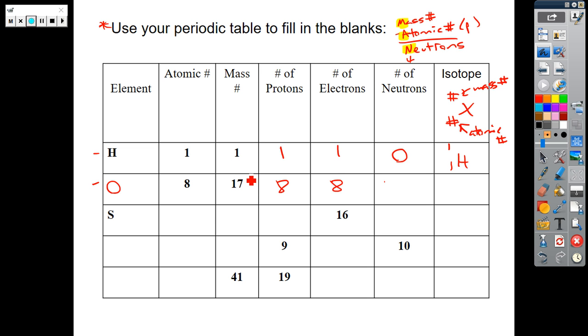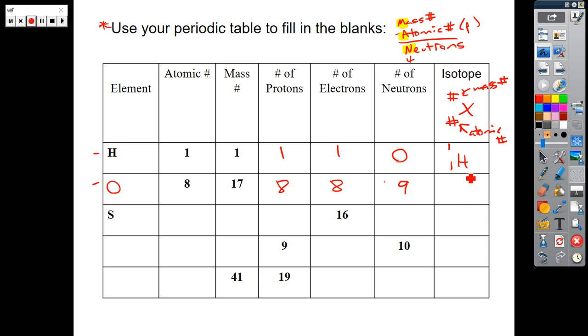Now, if you look on the periodic table, the weighted average atomic mass of oxygen is 16, and so this is not your most likely version of oxygen. This is oxygen with a mass number of 17. But if we know this piece of information, we've got to use it to determine the number of neutrons. The number of neutrons would be the mass number minus the atomic number. So 17 minus 8, we'd get 9 neutrons in this case.